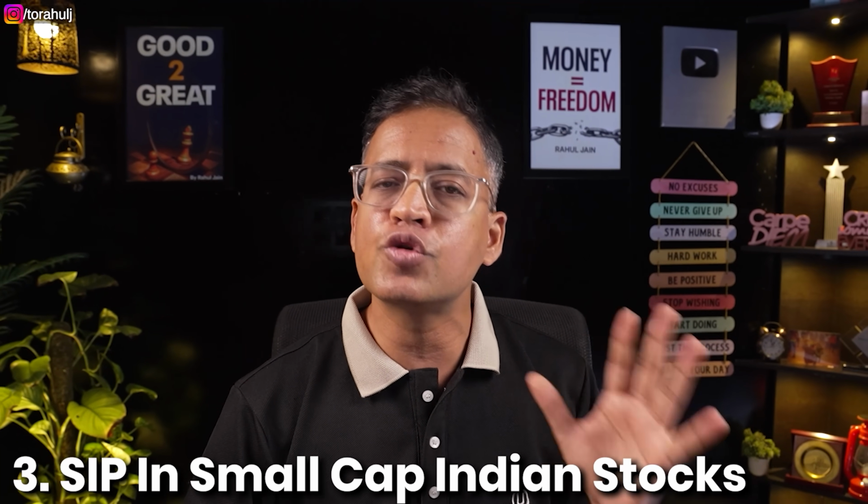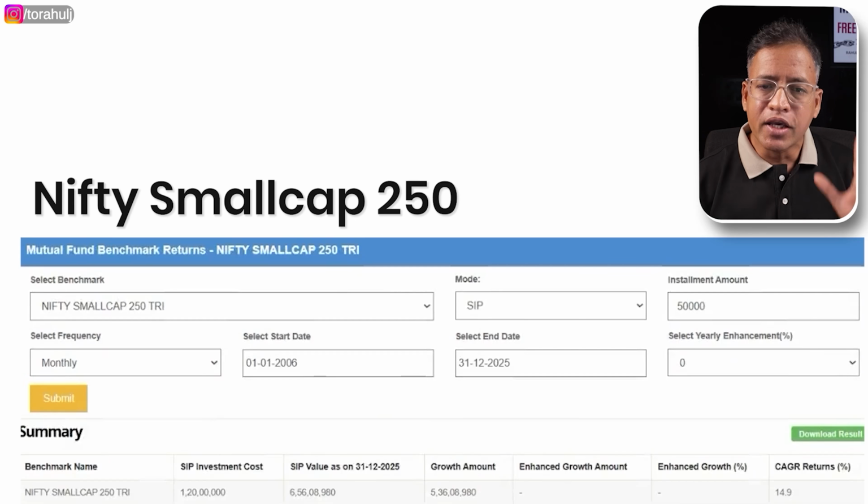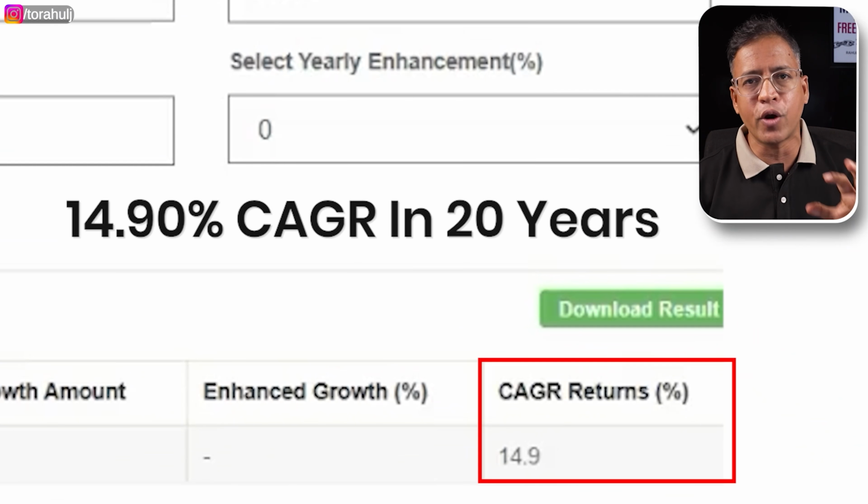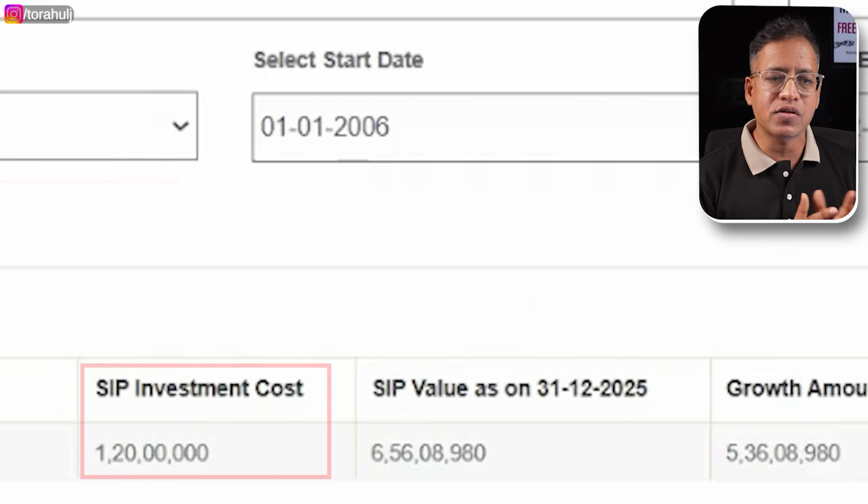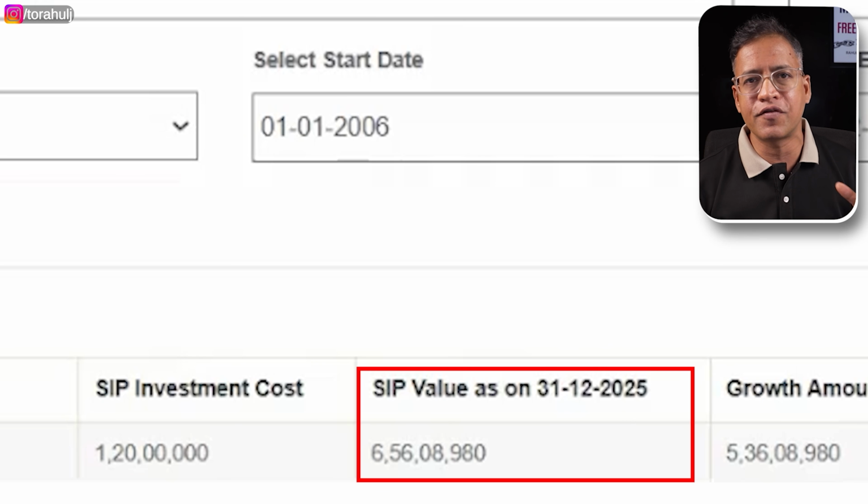But the past is telling me something that I'm using as my basis to compare. Okay. Third option here is that we use the small cap 250 index benchmark. Here the CAGR return has been around 14.9%. 1 crore 20 lakhs would actually grow to around 6 crore 56 lakh rupees.